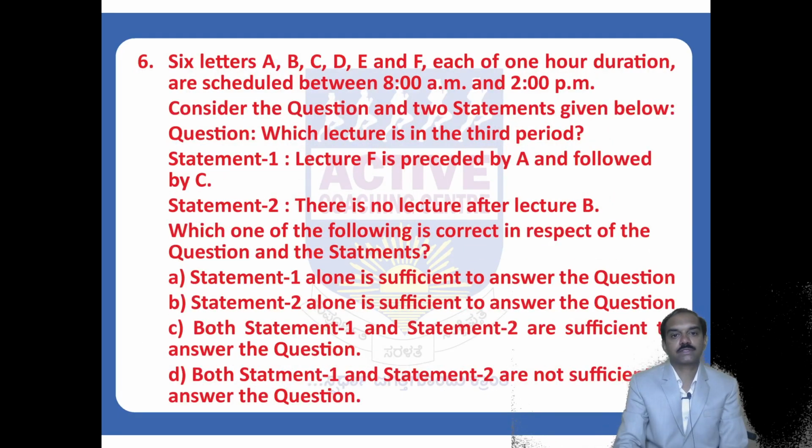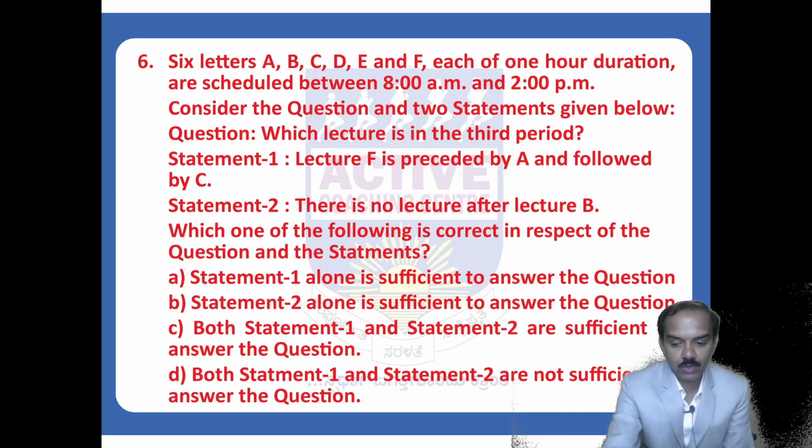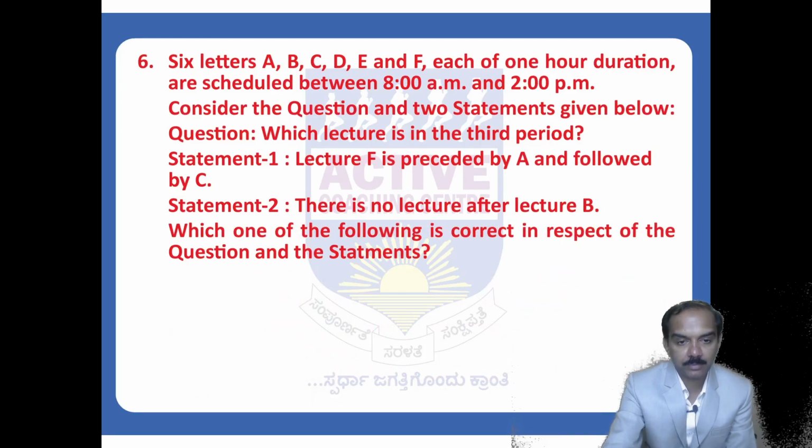Here is the next problem on the screen. 6 lectures, A, B, C, D, E and F, each of 1 hour duration, are scheduled between 8 a.m. and 2 p.m. Consider the question and the two statements given below. Which lecture is in the third period? Statement 1. Lecture F is preceded by A and followed by C. Statement 2 says there is no lecture after lecture B. Now to answer this question, you will have to use one alone or two alone, or both are required, or even after giving you both, nothing can be done.